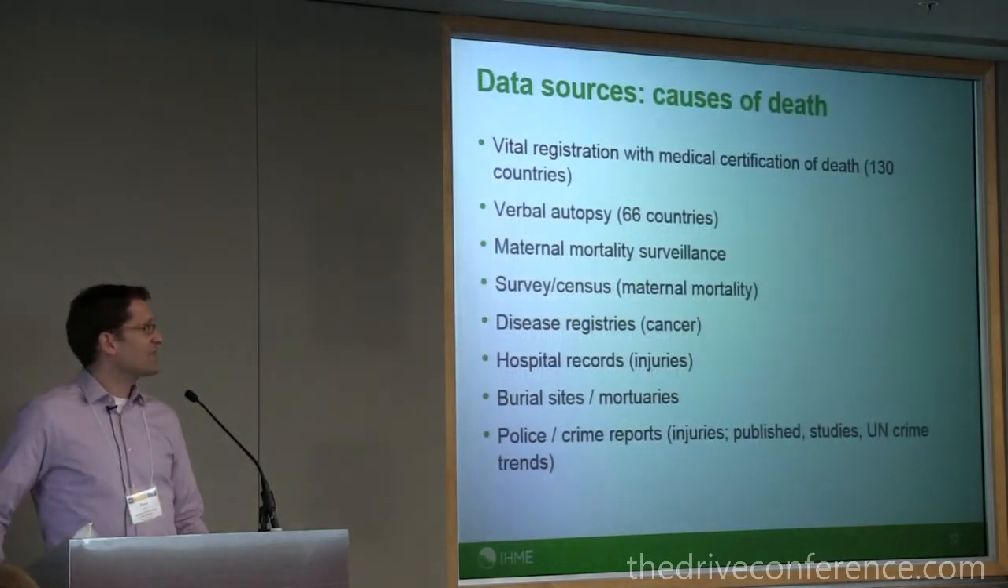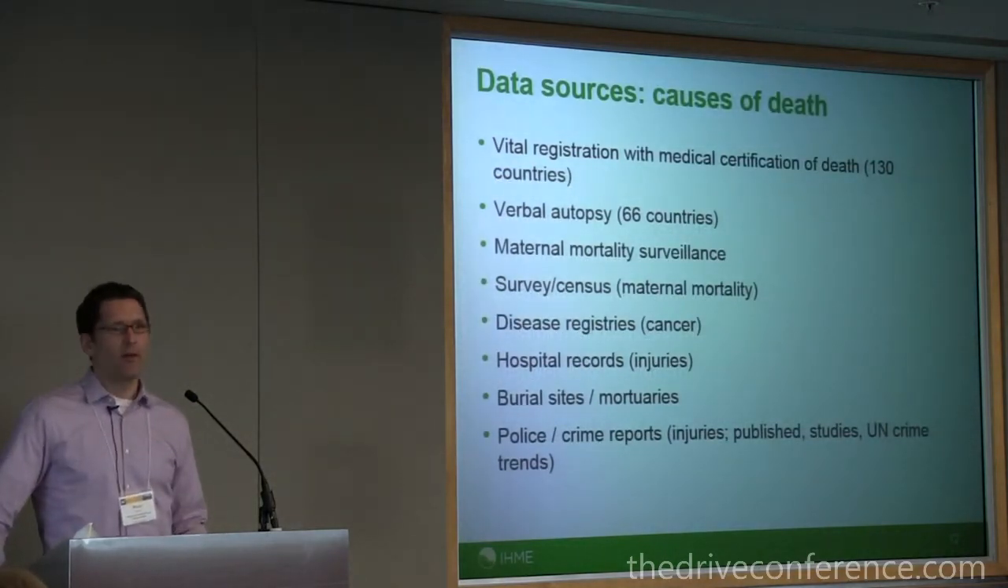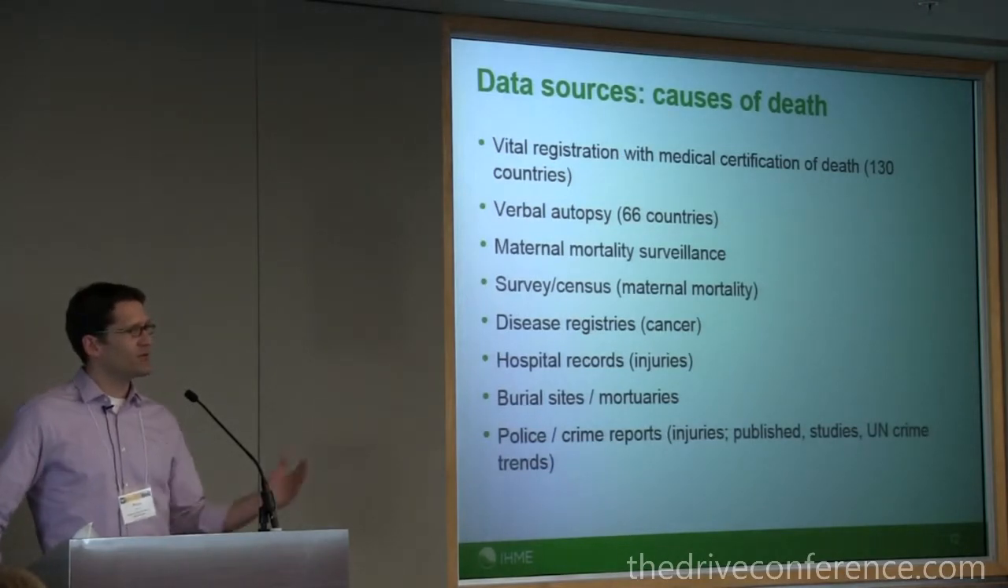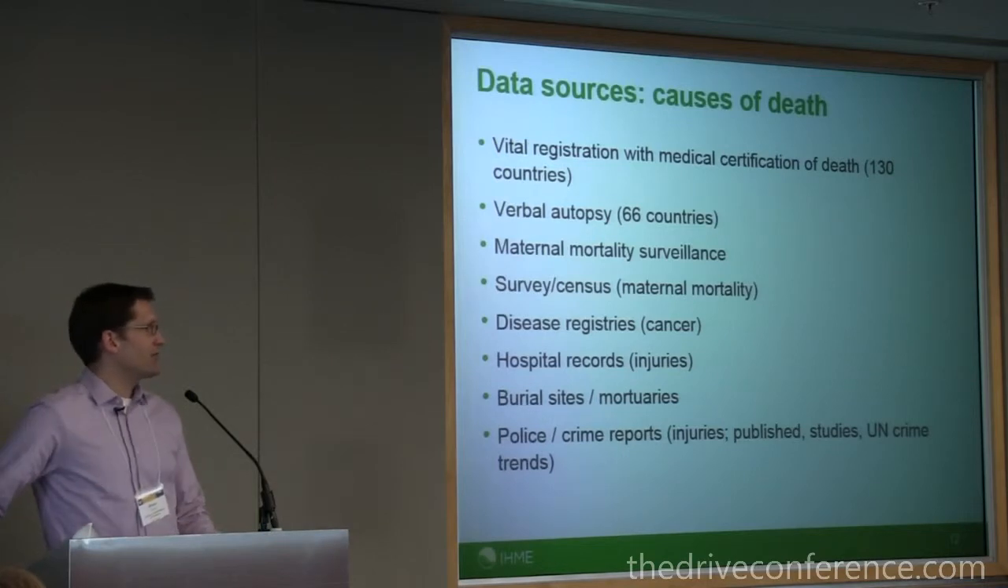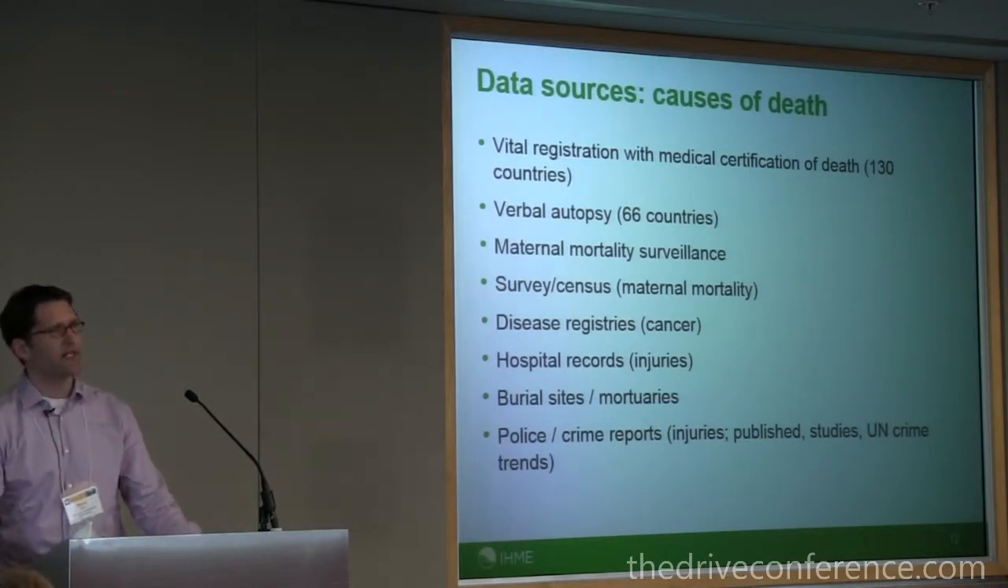Causes of death is the next most important question. So once you know how many people die, you want to know what they died from, so you can actually estimate burden by disease. And again, vital registration with medical certification is the most important source, for the countries where that's possible.